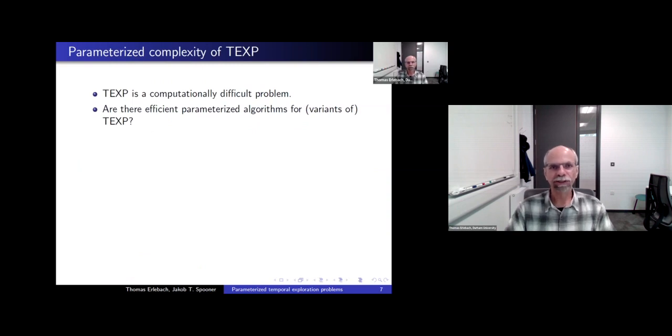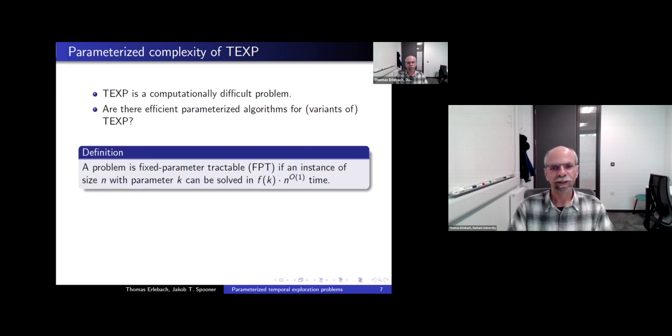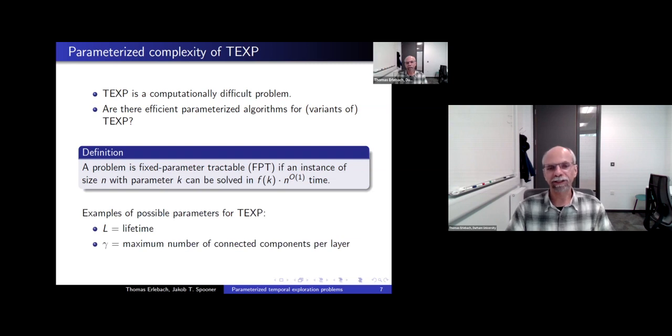In this talk, we are interested in the parameterized complexity. That's because deciding whether temporal exploration exists is NP-complete in all the variants. So we don't expect polynomial algorithms, but we want to know, are there parameterized algorithms for temporal exploration or variants of it? FPT was already defined, so if a problem has size n and parameter k, if you can solve it in some function of k times n to the O(1) time, then the problem is fixed-parameter tractable. And we would like to find such algorithms for deciding whether temporal exploration exists.